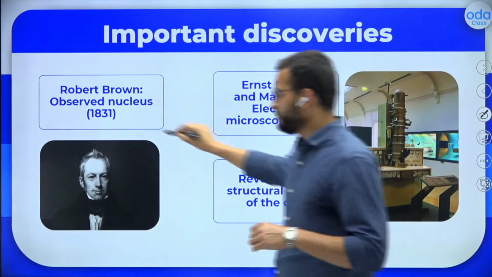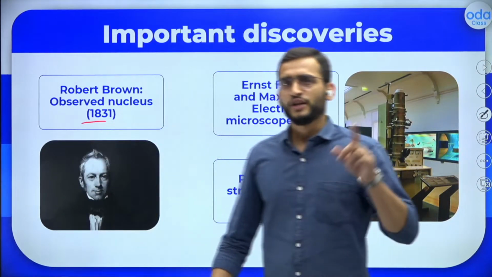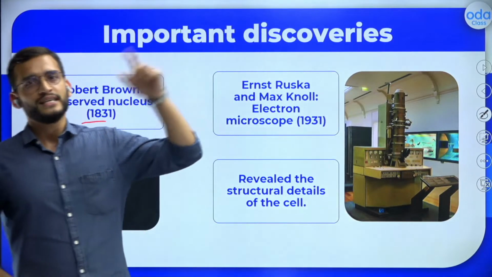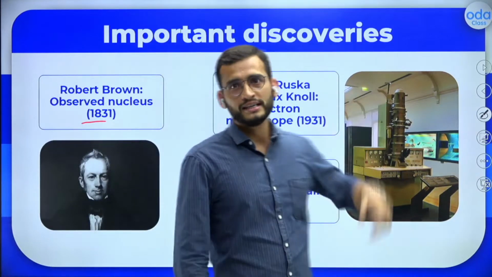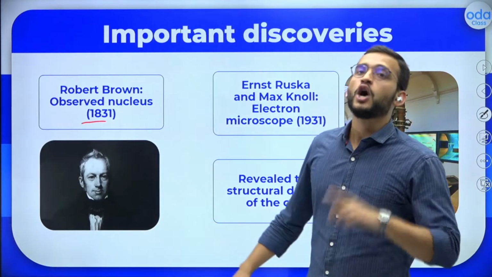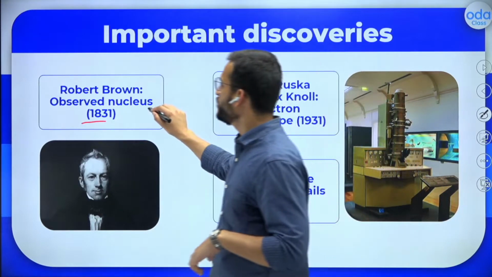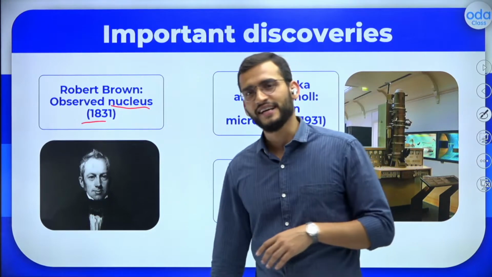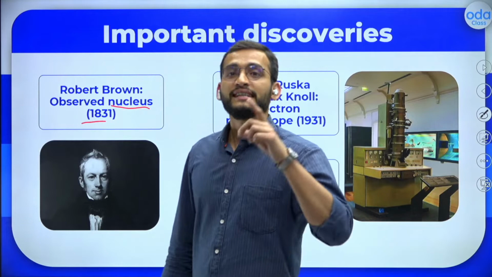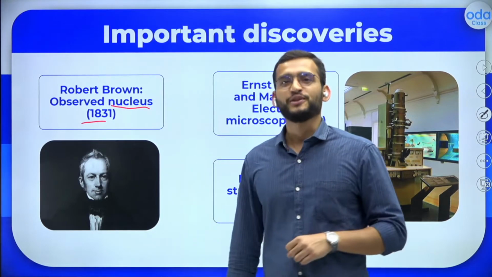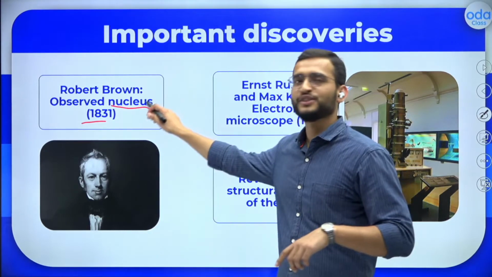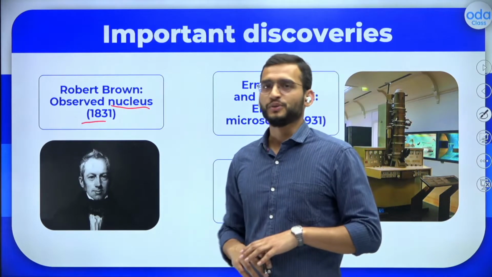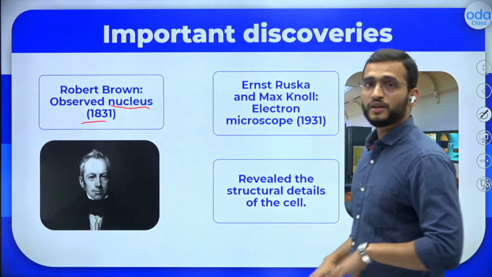Then came Robert Brown in the year 1831. So I hope you are remembering the dates as well. 1665, Robert Hooke. 1674, Leeuwenhoek. Then you have 1831, Robert Brown, who observed the nucleus for the first time. You might know the nucleus is a very important structure, right? Inside the nucleus, you have the genetic material in the case of eukaryotes. Prokaryotes don't have this nucleus. Prokaryotic organisms will not have a nucleus. Nucleus, 1831, Robert Brown.